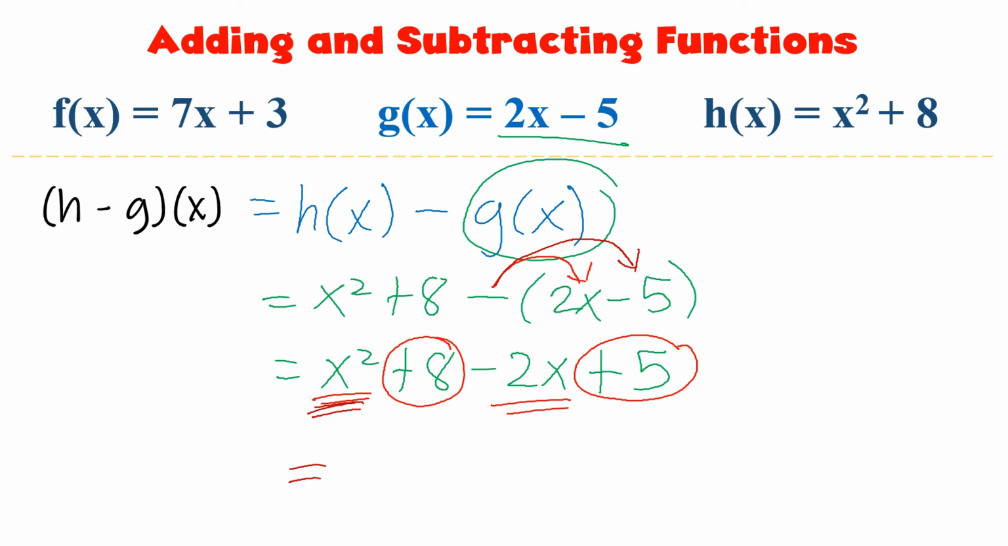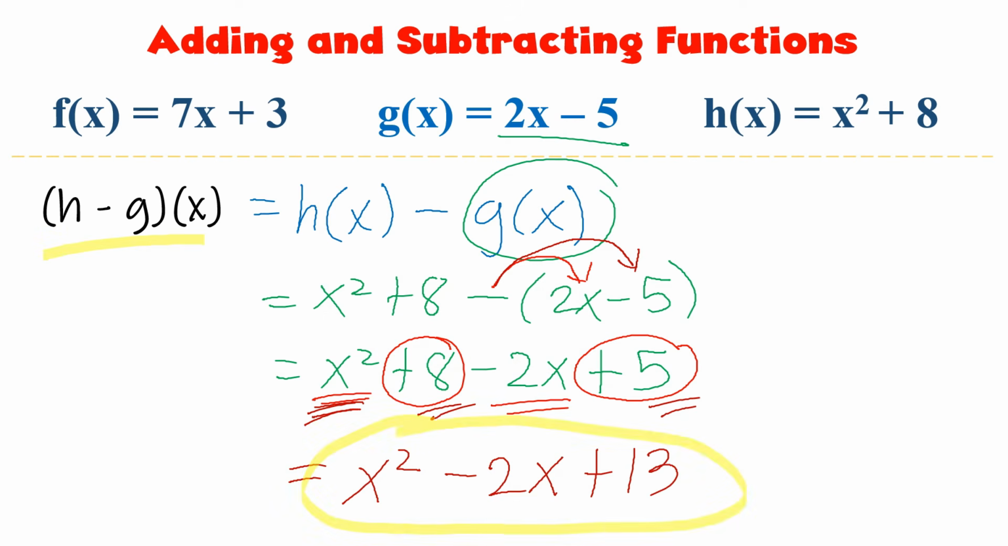So, dun tayo magsimula sa may mas mataas na exponent, x squared, then copy negative 2x, then combine these two terms, 8 plus 5, that's positive 13. So the answer for h minus g of x is x squared minus 2x plus 13.